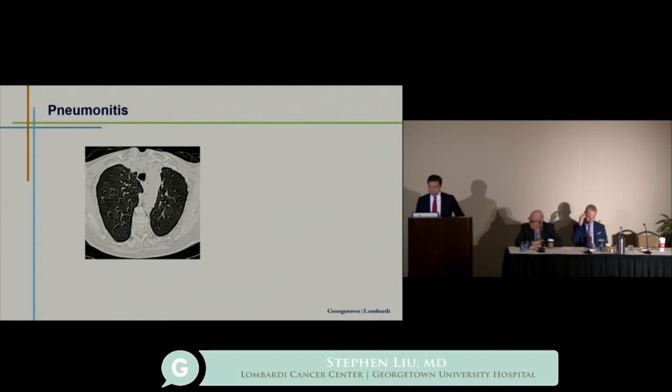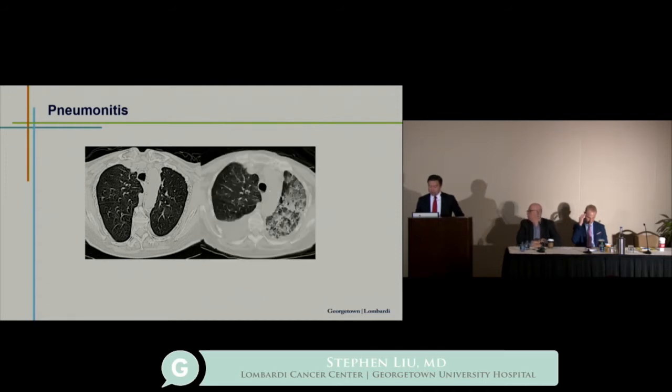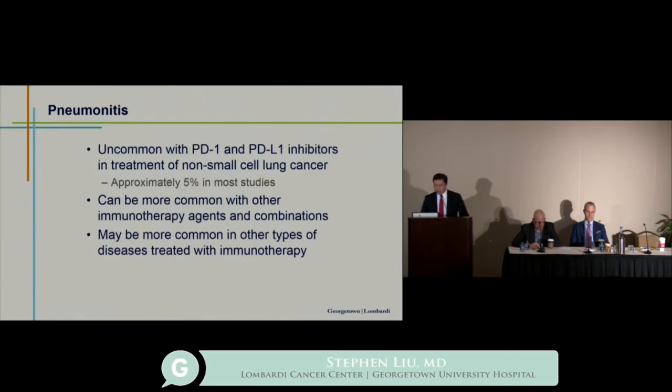This is the CT scan before treatment, and after treatment you can see this haziness on the left lung. This is a very severe pneumonitis on the left side, and this did indeed cause significant shortness of breath, but did improve with treatment. Pneumonitis is pretty uncommon with just PD-1 or PD-L1 inhibitors. The incidence is about 5% in most studies. It'll be more common potentially with other immunotherapy drugs and certainly with combinations.